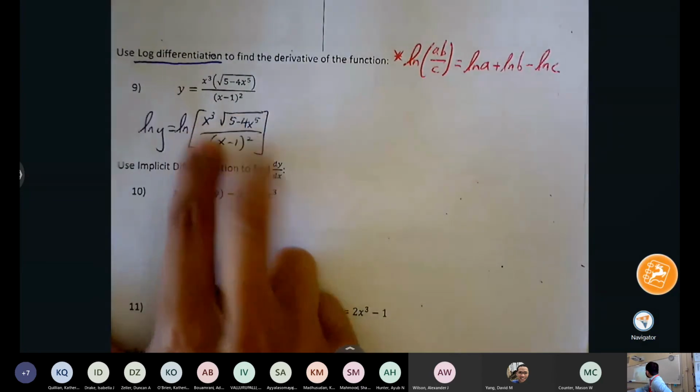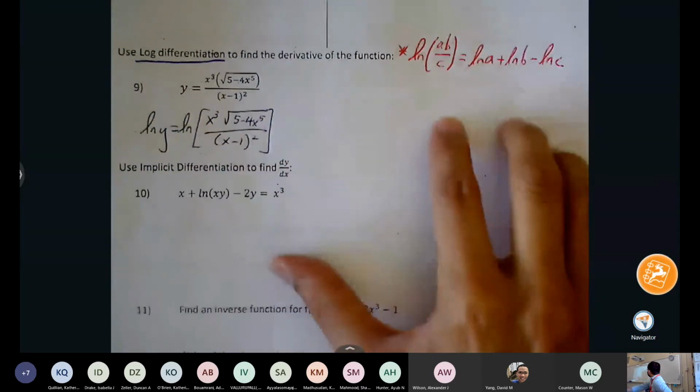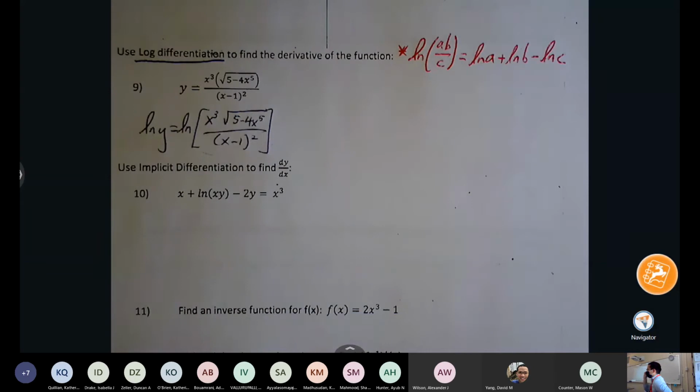I have 2 terms up top. I have 1 term below. My numerator terms are going to be part of a positive natural log, and my denominator term is going to be part of a negative natural log. And then once we have them separated, we can deal with the radical and the exponents, and we can start bringing them down as well.